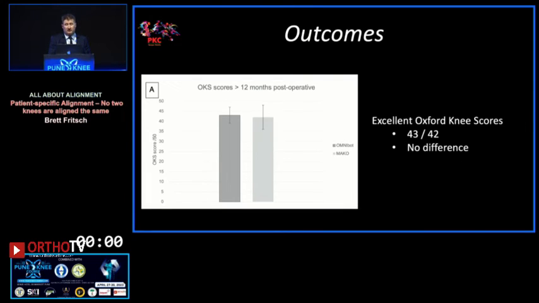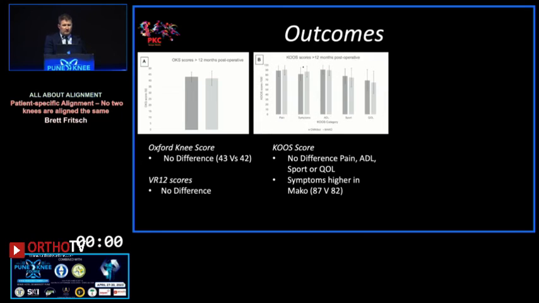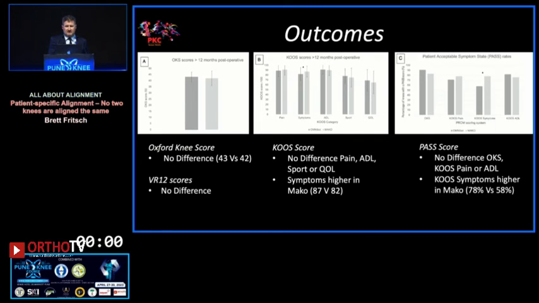Outcomes were good. We had Oxford knee scores of 43 with one system and 42 with the other at a minimum of 12 months and no difference in VR12 scores. Excellent Q scores with just a slight difference in symptoms, and the same for a PASS score in the Mako group because they were a little longer in their follow-up.